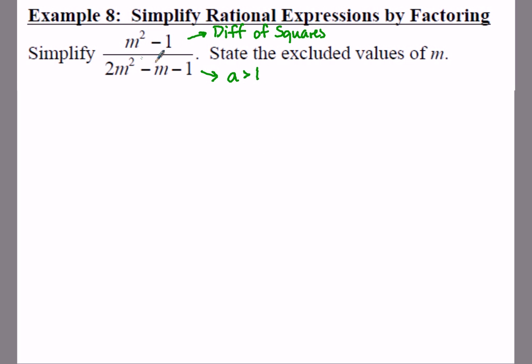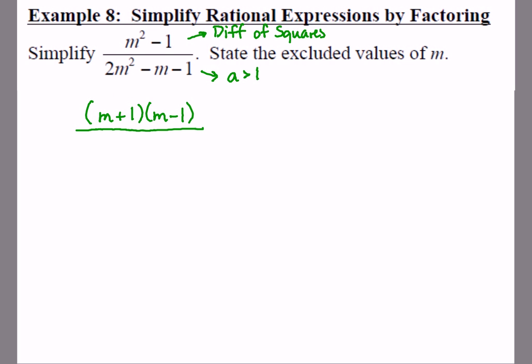So the top is a difference of squares, which means we can factor that into an m plus and an m minus. And since those are perfect squares, 1 times 1 gives you a 1.